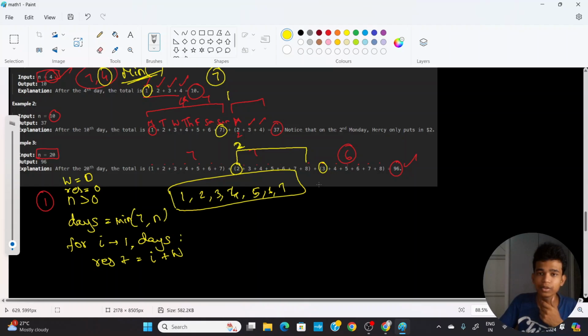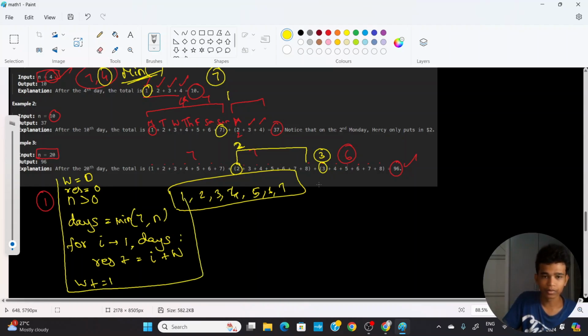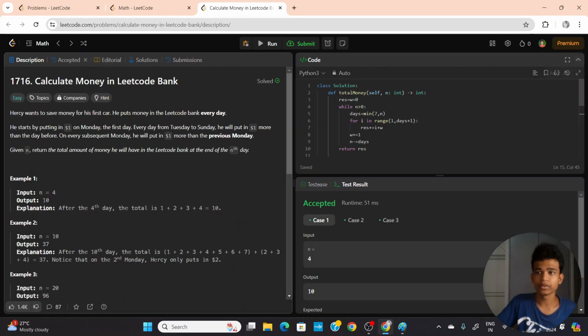Then if week is 2, the answer will be 3. Can you understand this? Here I will increase my week by 1. So this is how my pseudocode looks, right? Yes. Now let us see the code first, then we can go to the next approach.